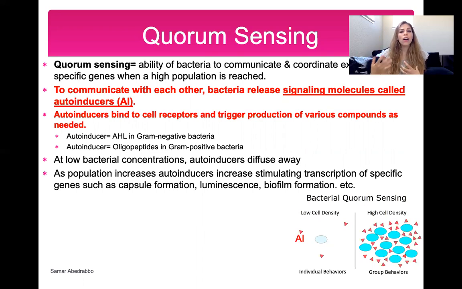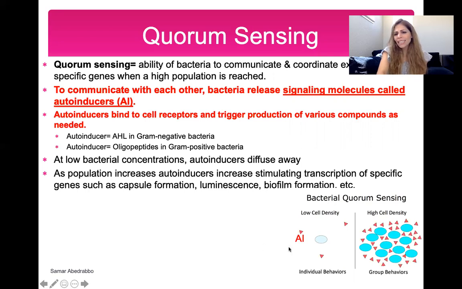Examples of signaling molecules or autoinducers, because they mean the same thing, are AHLs in gram-negative bacteria. So gram-negative bacteria release a signaling molecule or autoinducer called AHL. And then gram-positive bacteria release oligopeptides. And then these signaling molecules or autoinducers go on to trigger production of various things by turning on genes.